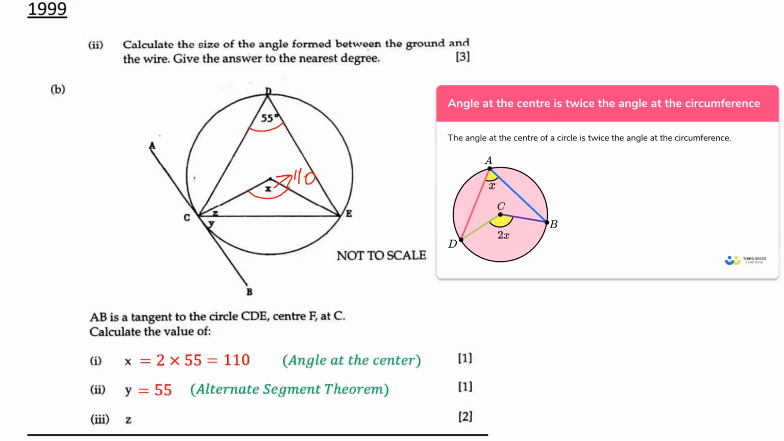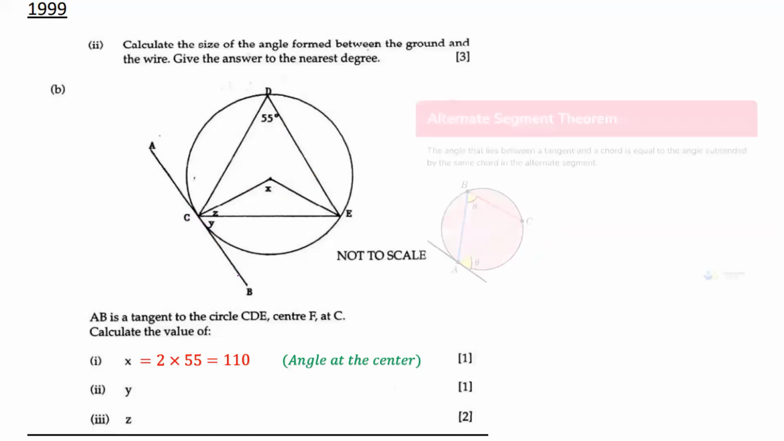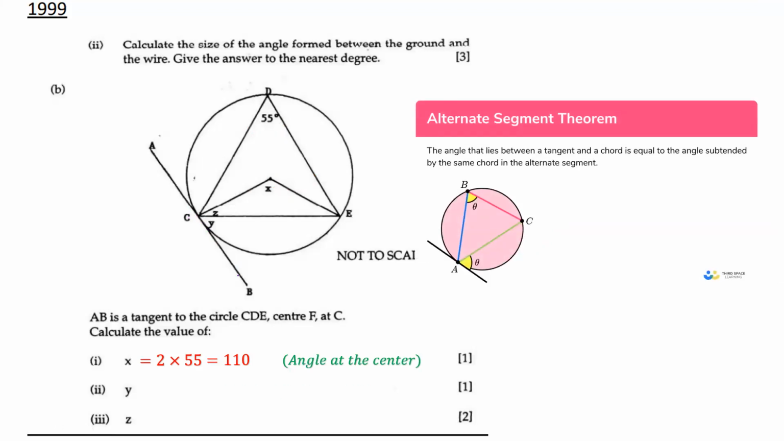What reason did I give? I used the alternate segment theorem. The reason why we use the alternate segment theorem is because, let's look at it. We are looking at this right here as the tangent, right? This right here is the tangent. And then this right here is going to be the chord, right?